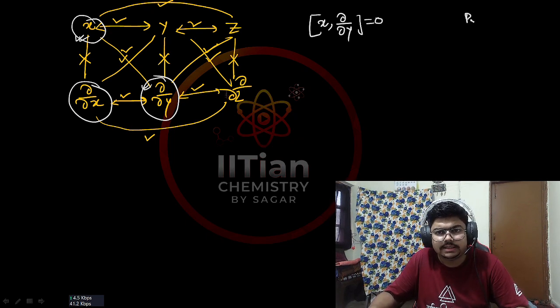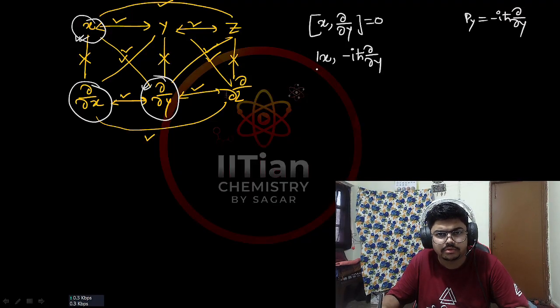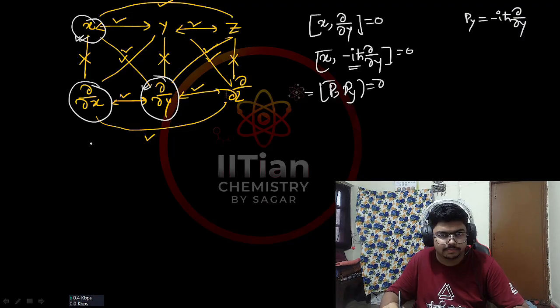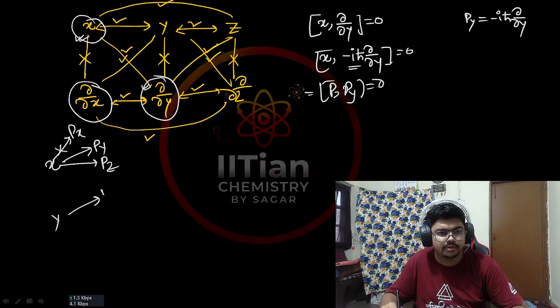Now if I write py, that means minus i h cross del del y. So x and del del y commute, then x and minus i h cross del del y will also commute, because this is merely a constant. That means x comma py will commute. That means x will commute with py, will commute with pz, but it will not commute with px. Similarly, y will commute with px, will not commute with py, will commute with pz.